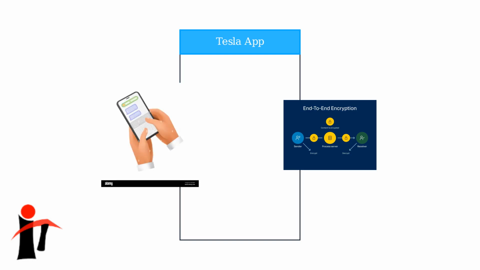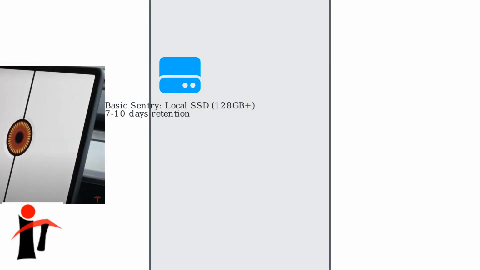You can share clips up to 30 minutes long directly via SMS, as shown in this texting interface. Basic Sentry Mode stores Dashcam clips locally on the car's SSD drive, which has at least 128 gigabytes of storage. These clips are kept for 7 to 10 days before being automatically overwritten.